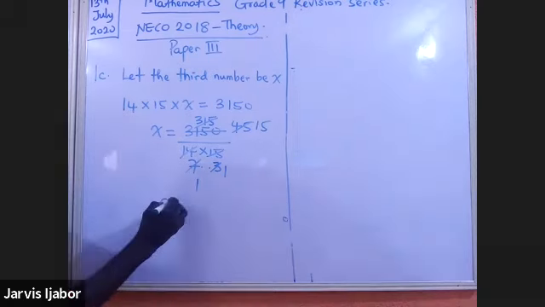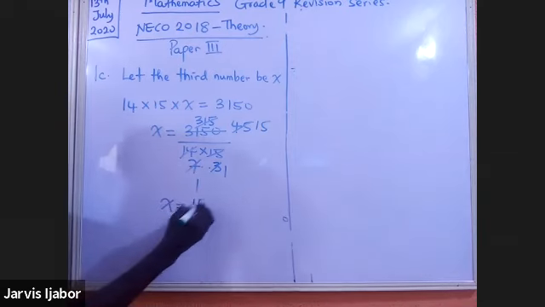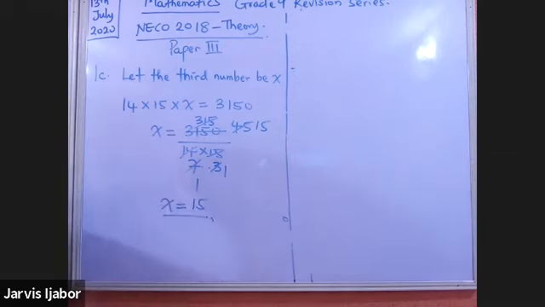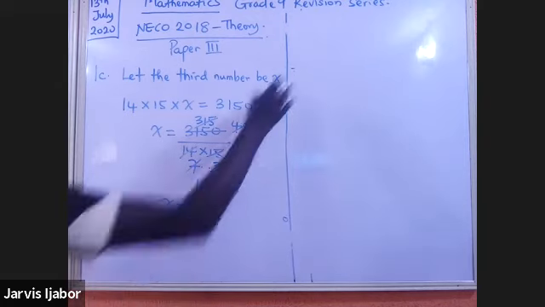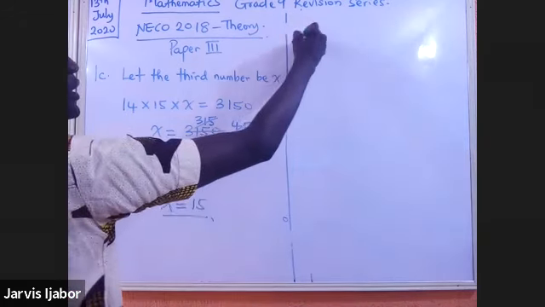So x will now be equal to 15. So x is equal to 15. So the third number we're looking for will be what? 15. So with that, let's go to question 2a.